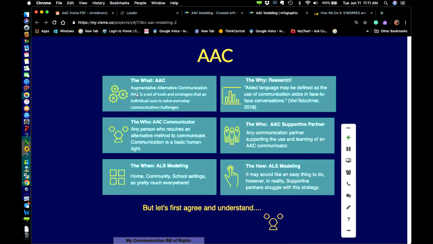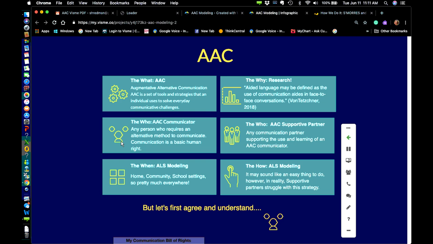And what I've done is I've also added these icons, and as we go through this infographic, they will really trigger you to recognize what piece of information you need. This icon is the what, which talks about what AAC is. This icon is the why, and the research, so what aided language is and how it's defined. And the who and the communicator: any person who requires AAC or an alternative method to communicate, which is a basic human right.